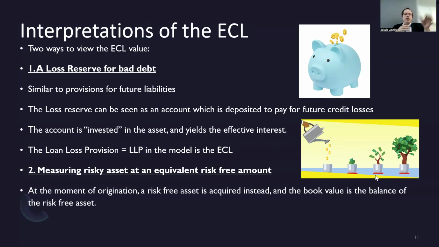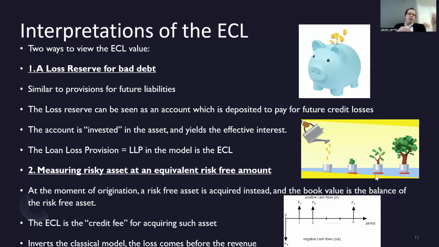And another way to see it is that you are measuring your risky asset at an equivalent risk-free amount. So you give out a risky asset, let's say 100 units of it, and basically what you do is you say, okay, if this was a risk-free asset, how much would I have given out? Then I maybe would have given out 90 units only. So I have 10 units of risk in it. And you then look at the ECL as a sort of credit fee that you pay for acquiring such an asset. This is the reason we sometimes hear the concept cost of risk, because the ECL is the cost of taking on this risk on our book.